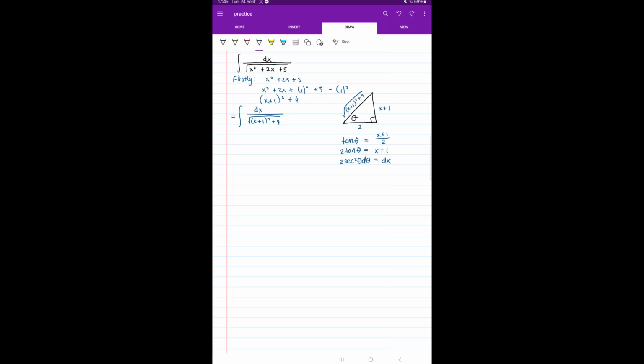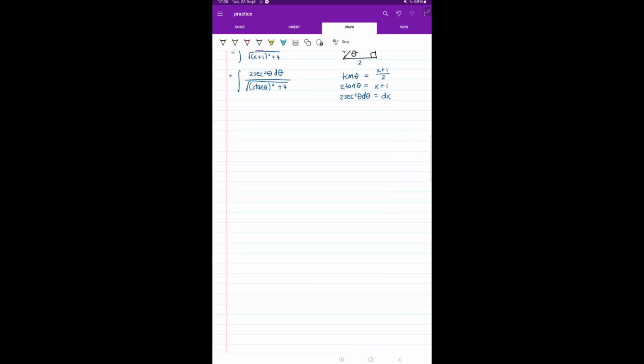Now we have everything we need to substitute into our integral. So dx is going to be 2 secant squared theta d theta. Square root. Okay, x plus 1 is this whole thing. So we're going to write our x plus 1 as 2 tangent theta, and then squared, and then nothing happens to the 4.